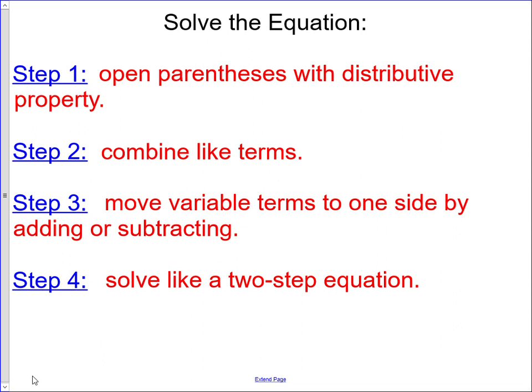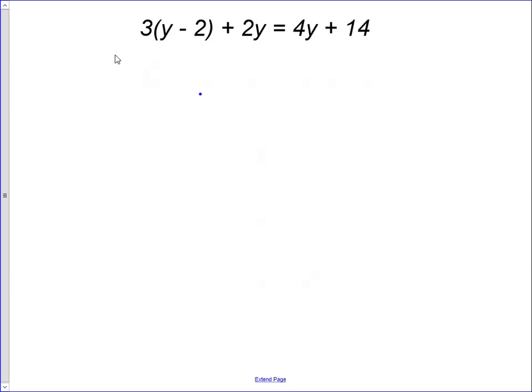Okay, so let's just take a look at our first example. Our first example is 3 times (y minus 2) plus 2y is equal to 4y plus 14. Well, we do have some parentheses that need to be opened, so let's take a look at that. We need to multiply what's inside, the difference between y and 2. We need to multiply both of those by 3.